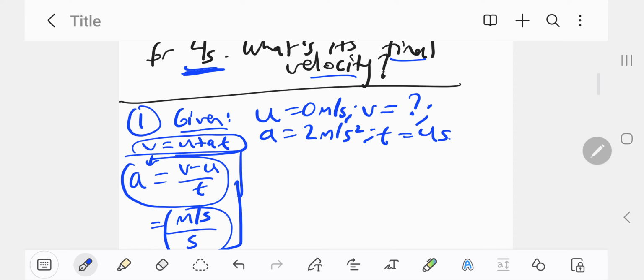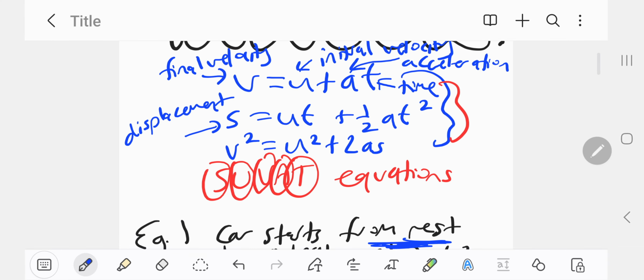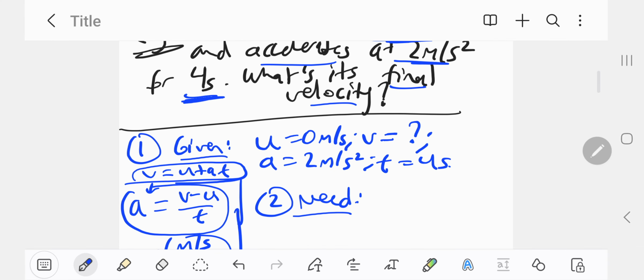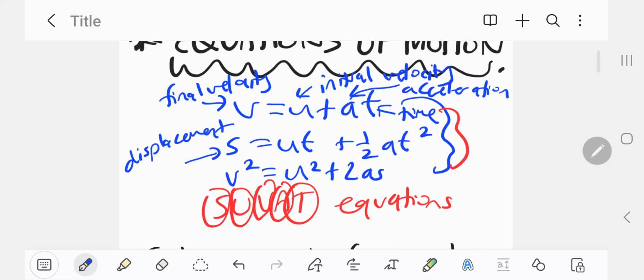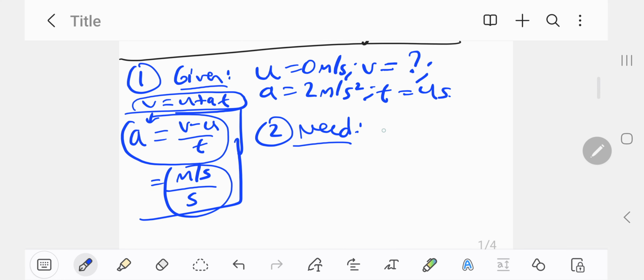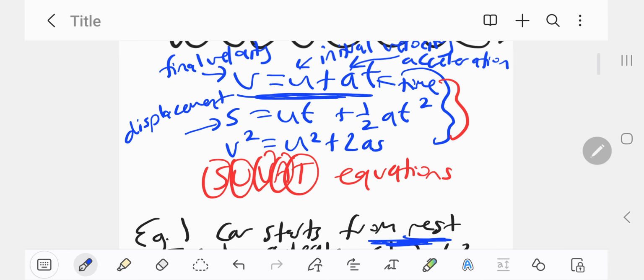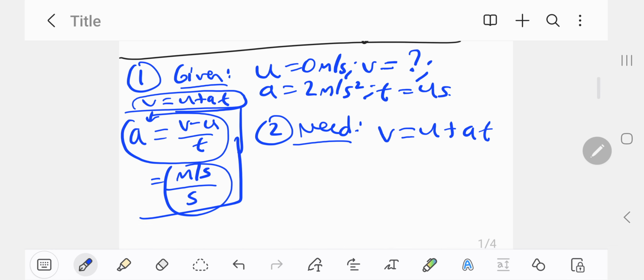So that's really the hard bit. The easy bit is just working out which of these SUVAT equations we need to use. Now, we're given U, A, T, we need V. If you think about it, we should be using the first one, V equals U plus AT. We can't use the other two, because we don't know what S is, and there'd be 2 unknowns, which is not going to be good for you to solve.